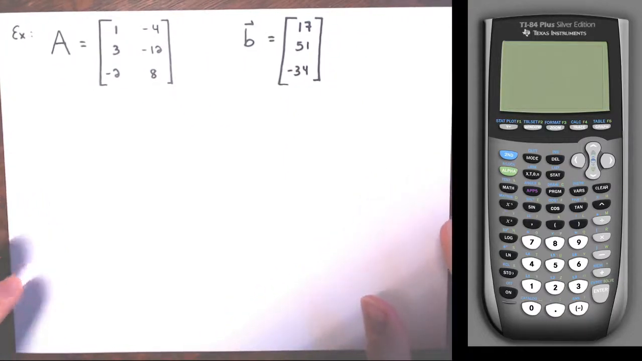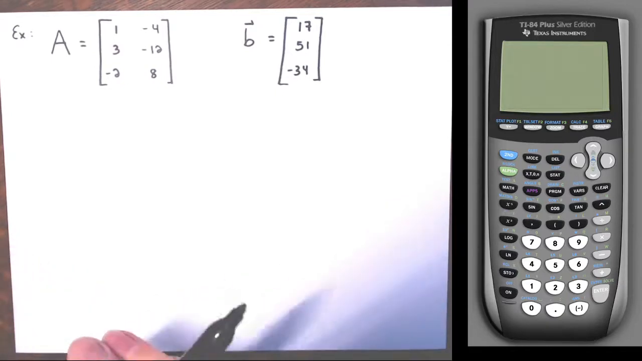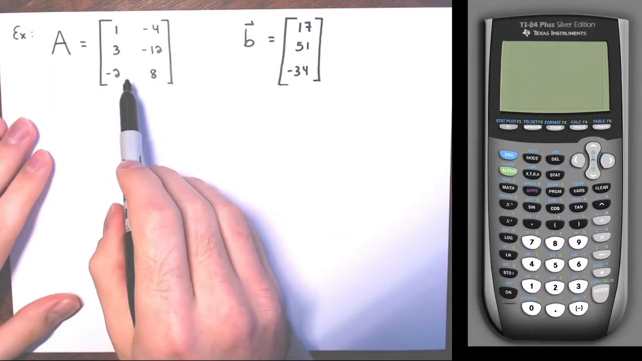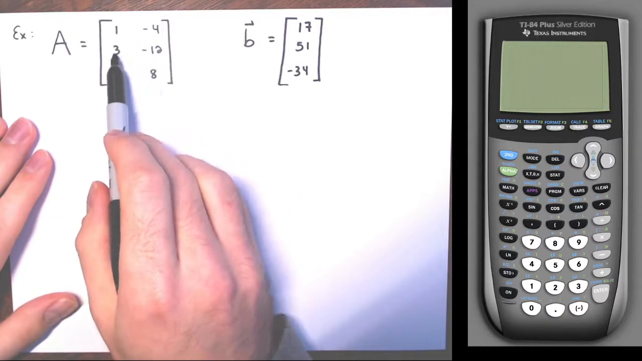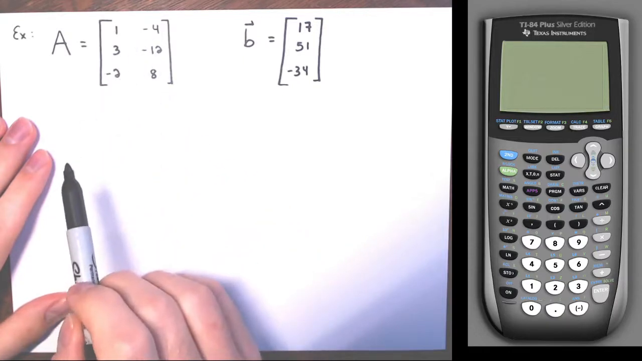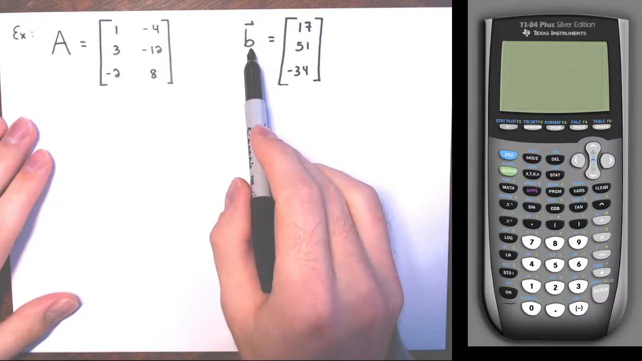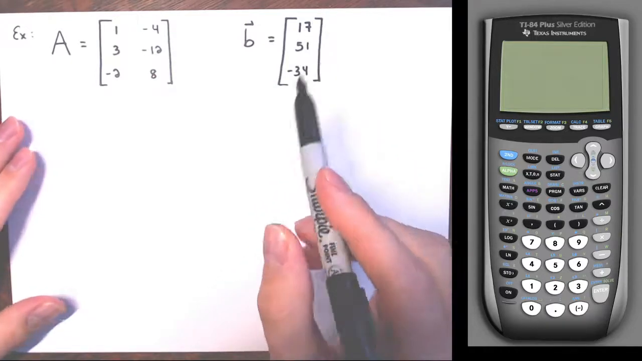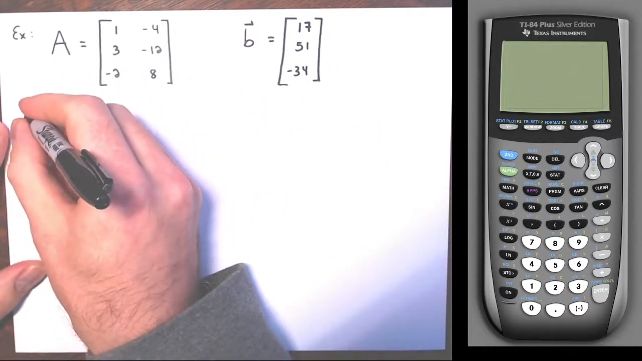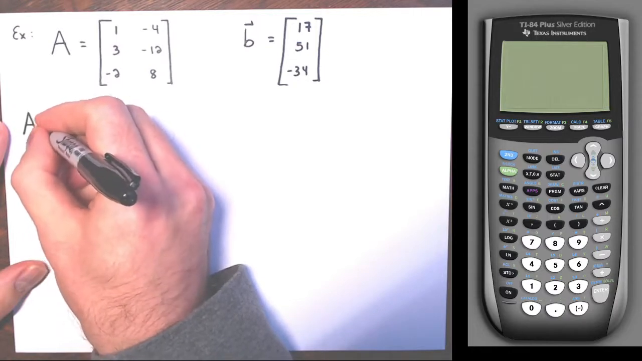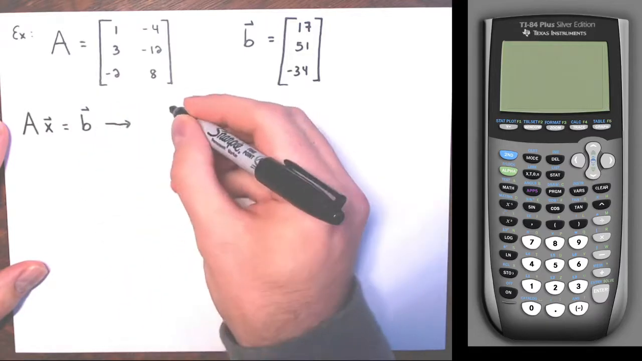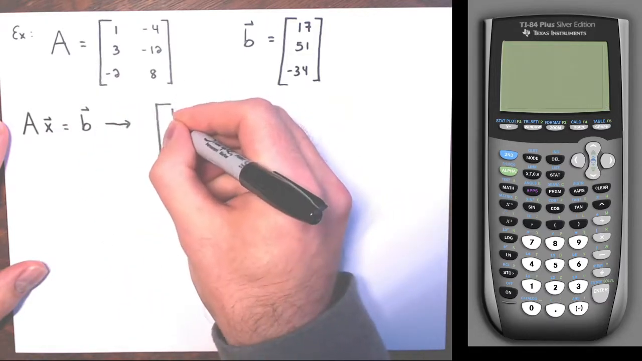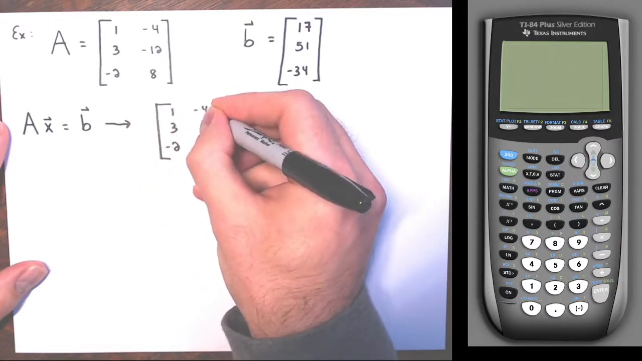All right. So my first example here has a 3x2 matrix A. A is a 3x2 matrix with rows 1, -4, 3, -12, -2, 8. And b, the column on the other side of the equation, is the vector 17, 51, -34. So Ax equals b looks like this. We have the matrix 1, 3, -2, -4, -12, 8.